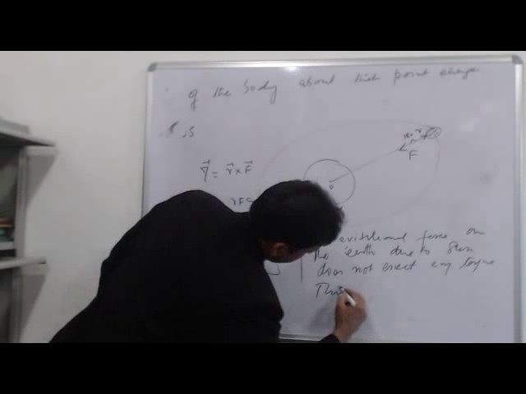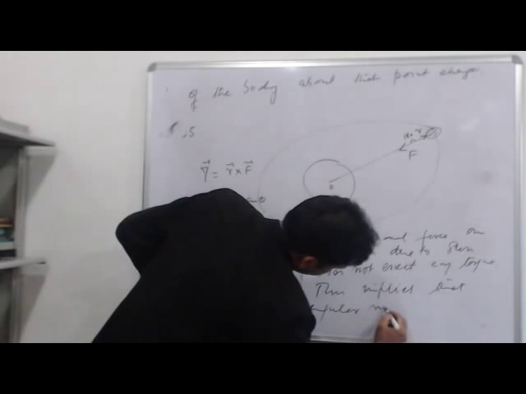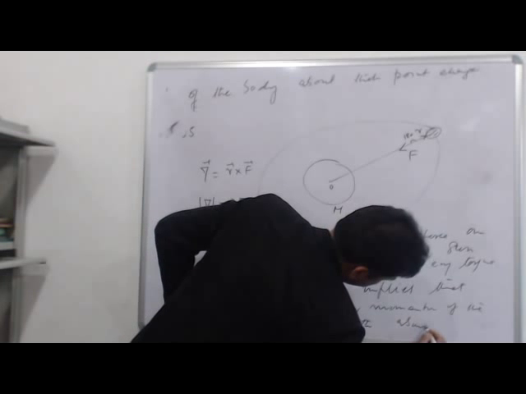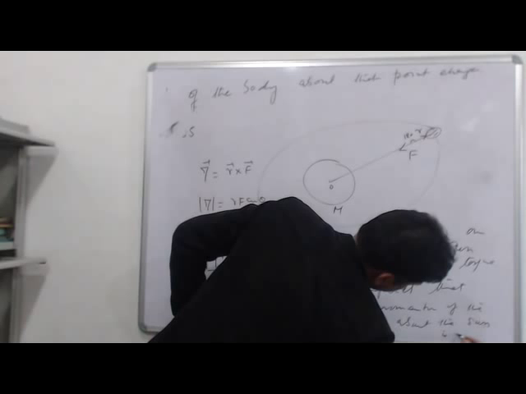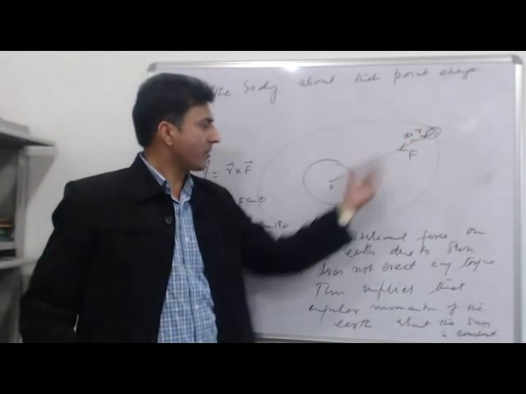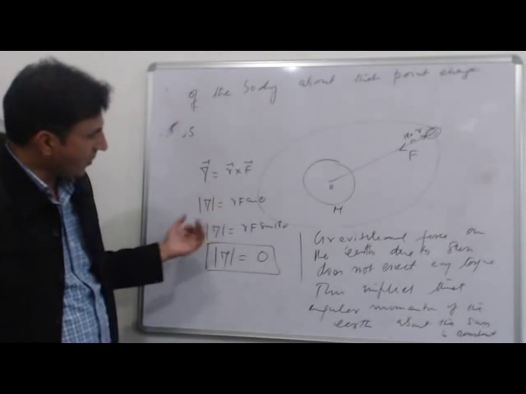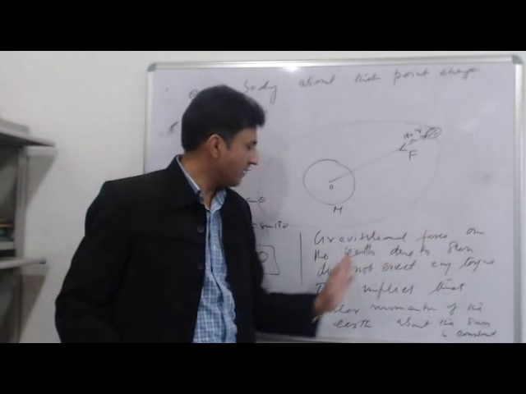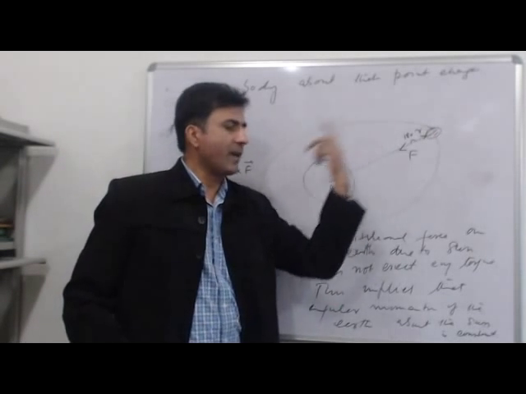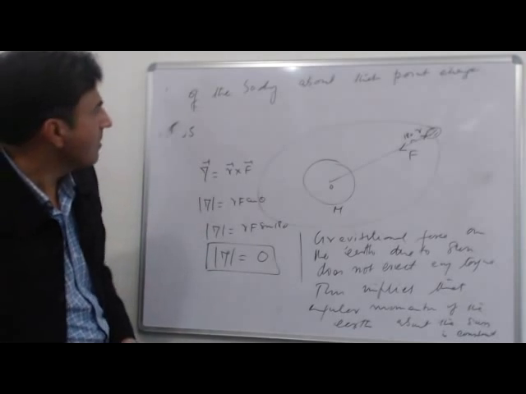This implies that the angular momentum of the Earth about the sun is constant. The gravitational force on the Earth does not create any torque because the angle between force and radius vector is 180. Going through the equations, it's very obvious that torque becomes zero. And that also implies that the angular momentum of the Earth about the sun has to remain constant, because we already know if there's no torque about a point, then the angular momentum about that point remains constant.